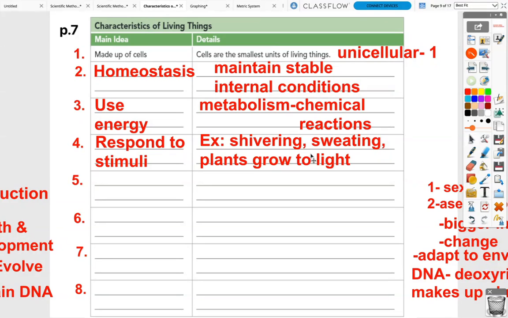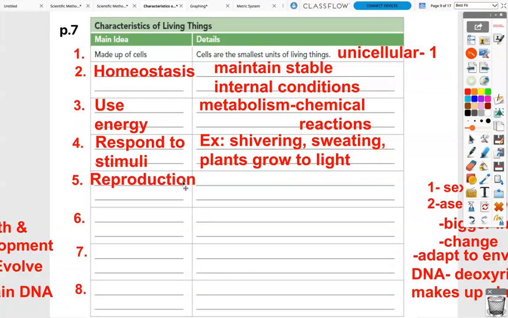So if you have a plant that's in a room and you have a window on the other side, you will eventually see that plant start growing towards that light source. So all living things have to respond to stimuli.